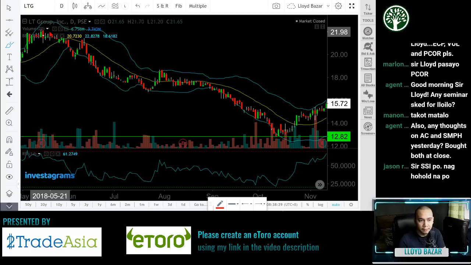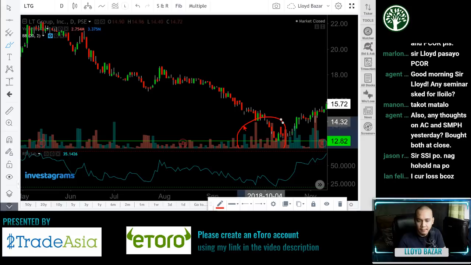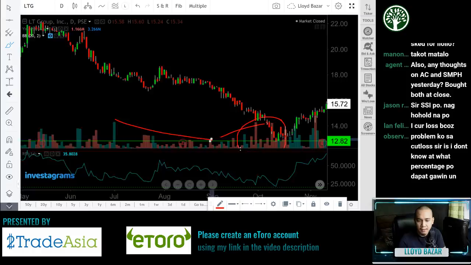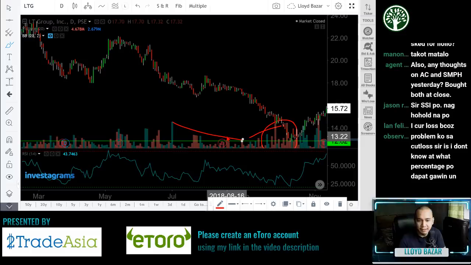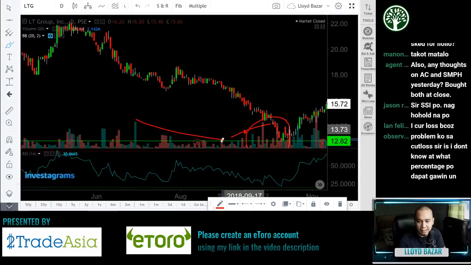Let me remove the Bollinger Bands. Napapansin nyo at this level right here, the volume is already picking up. At this point, pababa yung volume. So, kahit na whatever the fundamentals is in a company, right? This is a good company still overall, si LTG. Yes, malaki yung ano nila. Fundamentals is very shaky. But you can't deny the price action. This is one of the reasons why I recommended LTG here.